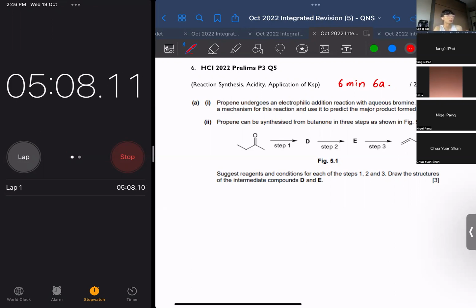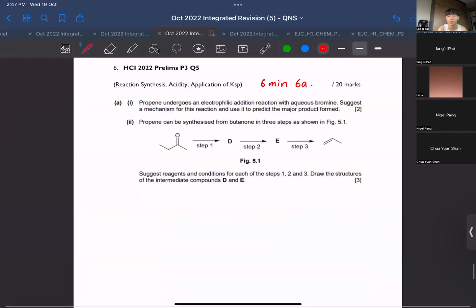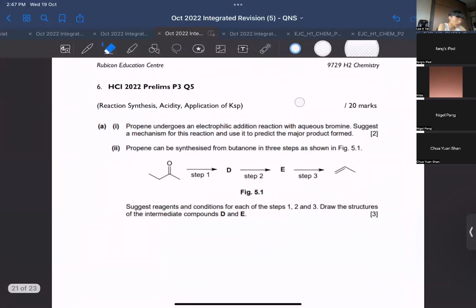1 minute left. Time's up. Now, I didn't give that much time for this question because I don't think it needs it anyway. So very quickly, let's just finish this up.